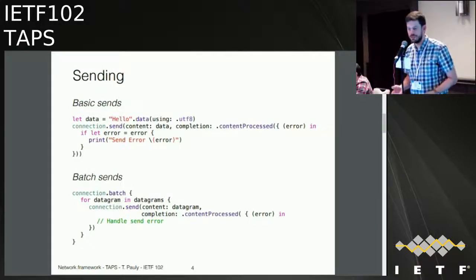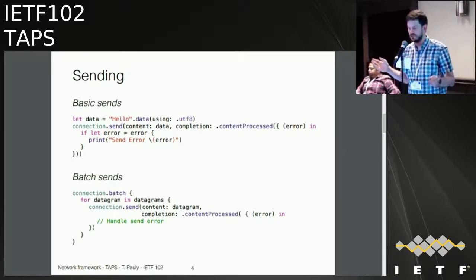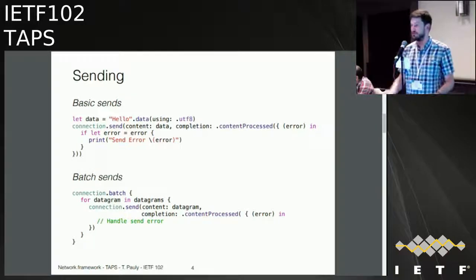When we look at the data path, we have a basic send call. In this case, we create our data. I just want the bytes of hello. And I can call send on the connection, passing that data as my content. And then I have a completion handler, which lets me know if there's any error sending that data. It only gets invoked when that data has been consumed and processed by the stack.